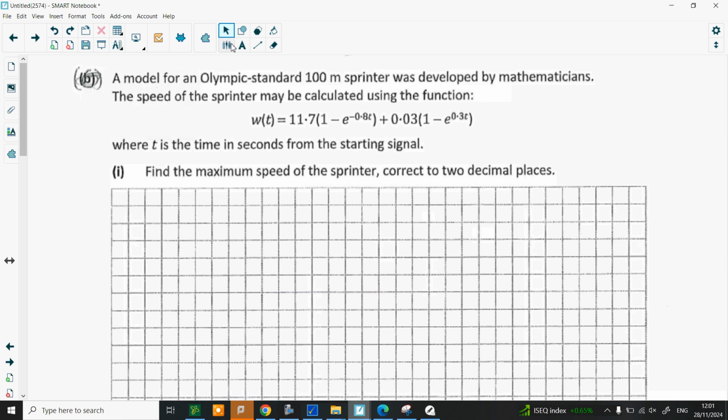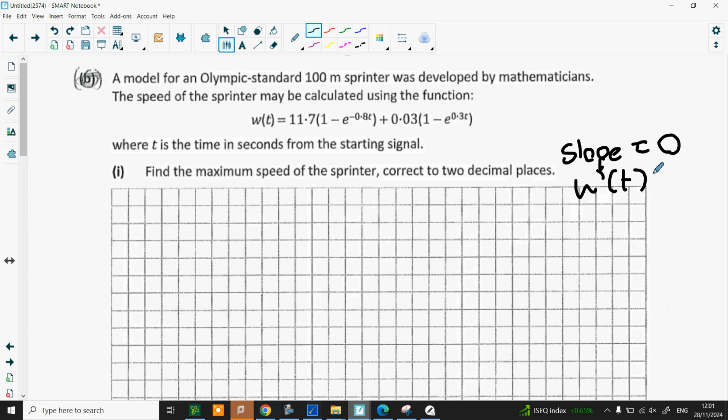Now, an Olympic standard 100-meter sprinter was developed by mathematicians. The speed of the sprinter may be calculated by the following function, where t is time in seconds from the starting signal. Find the maximum speed of the sprinter. Maximum means slope equals 0. The slope of the function equals 0, i.e. the first derivative has to equal 0.